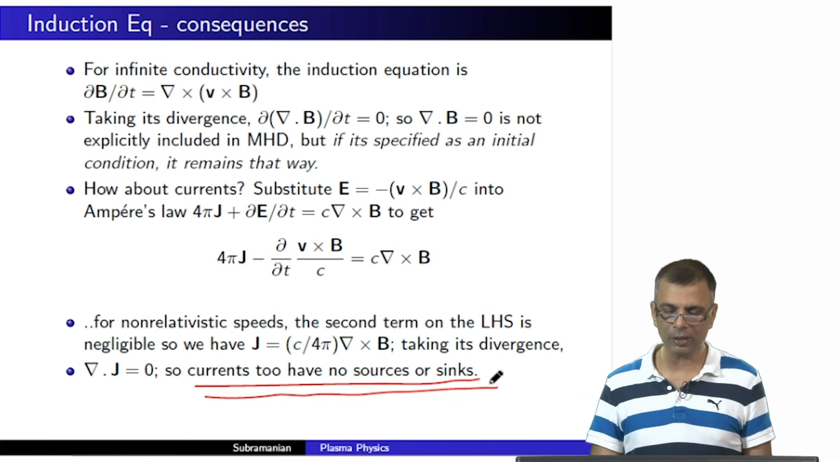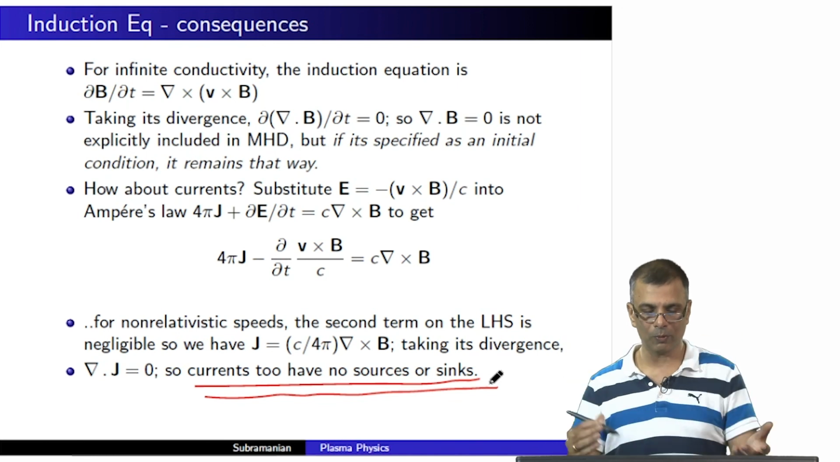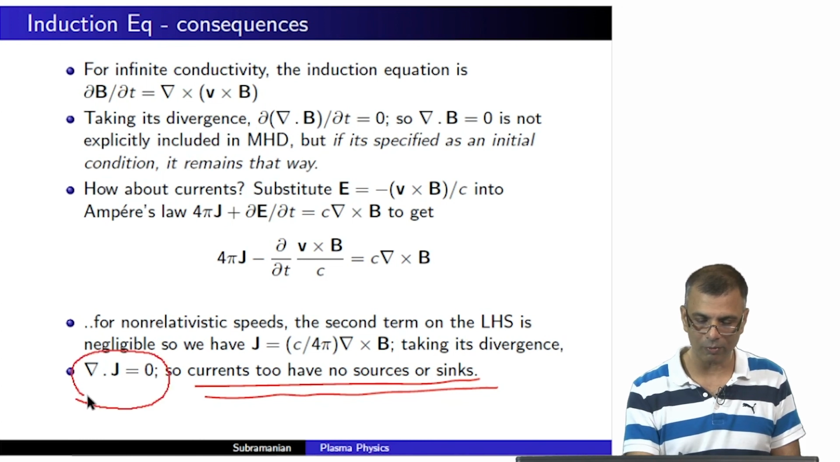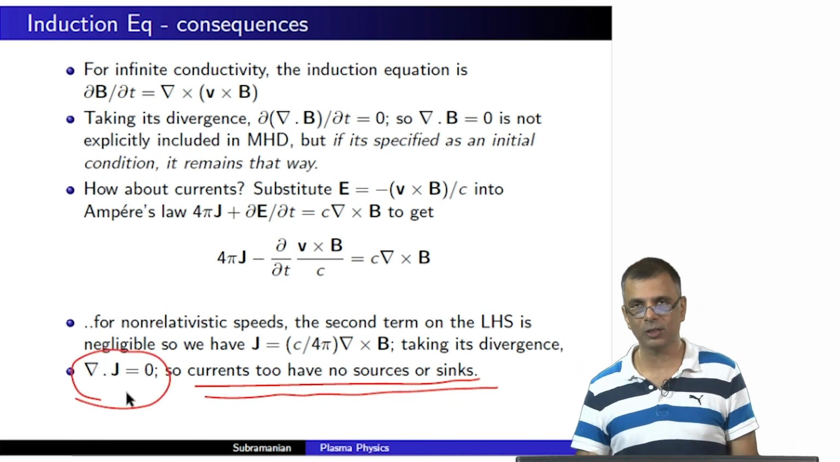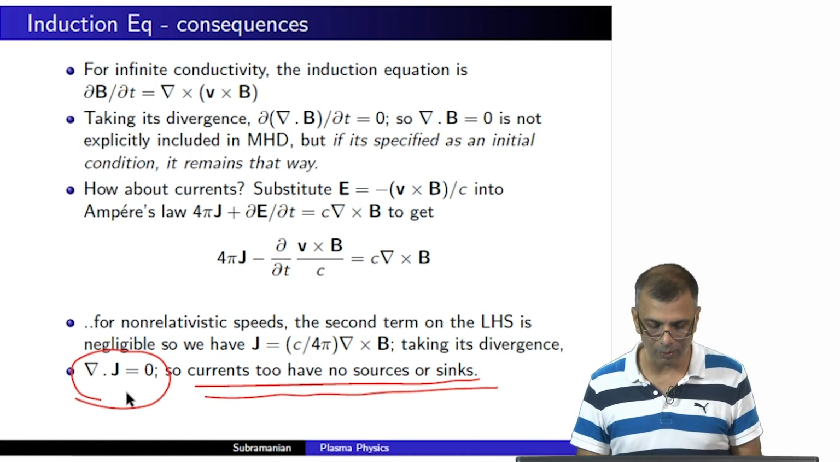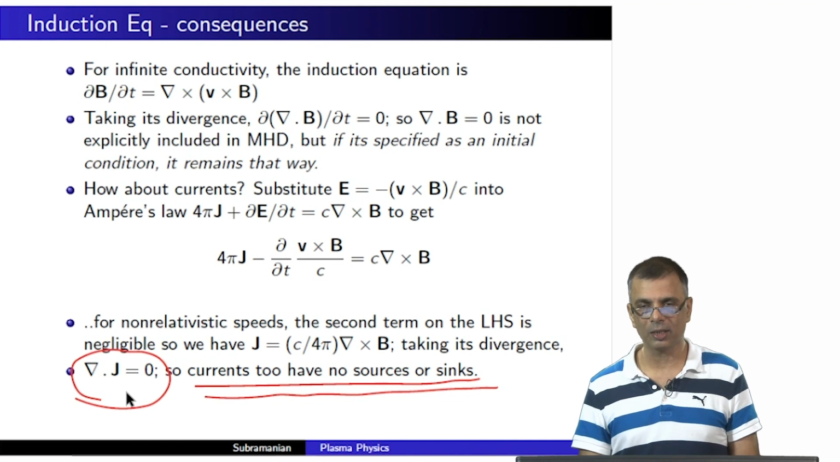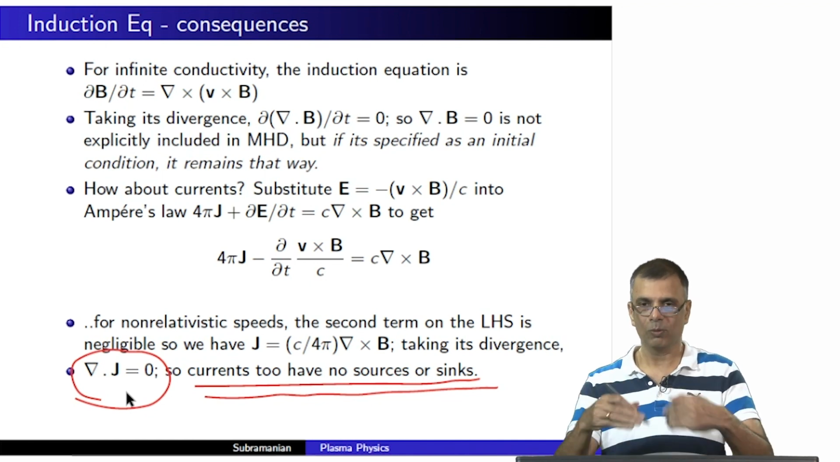This is so important that we will consider it when we come back the next time. This statement, the fact that the divergence of current density is technically equal to 0 in magnetohydrodynamics, needs some thought, and so we will consider this when we meet next.